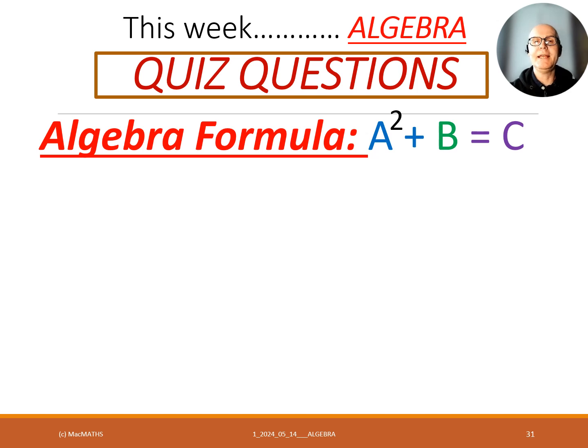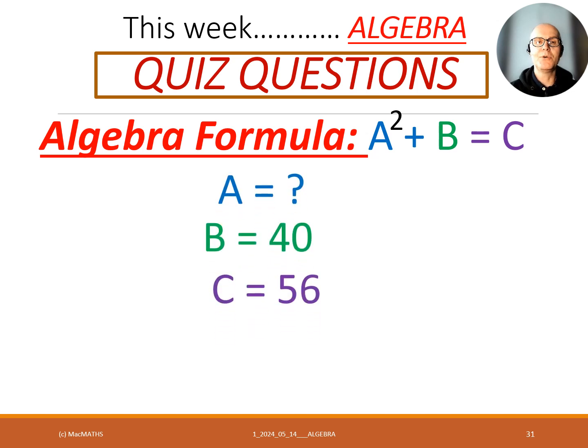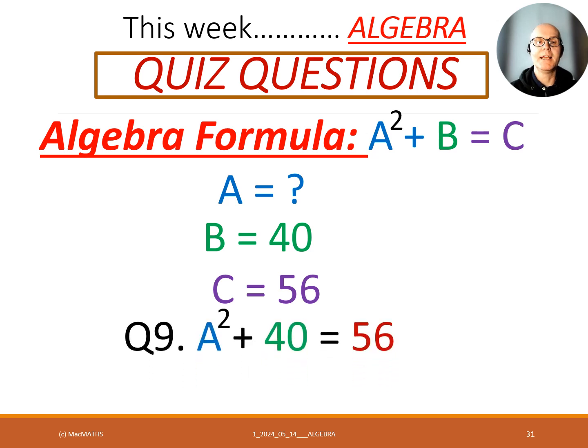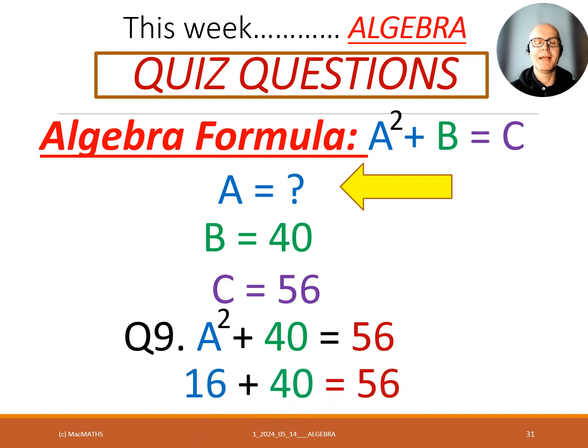This example, a squared plus b equals c. Here's our values that we do know. B equals 40, c equals 56. A squared plus 40 equals 56. What number plus 40 equals 56? Or think of it as 56 minus 40 gives what number? It's 16. 16 plus 40 equals 56.